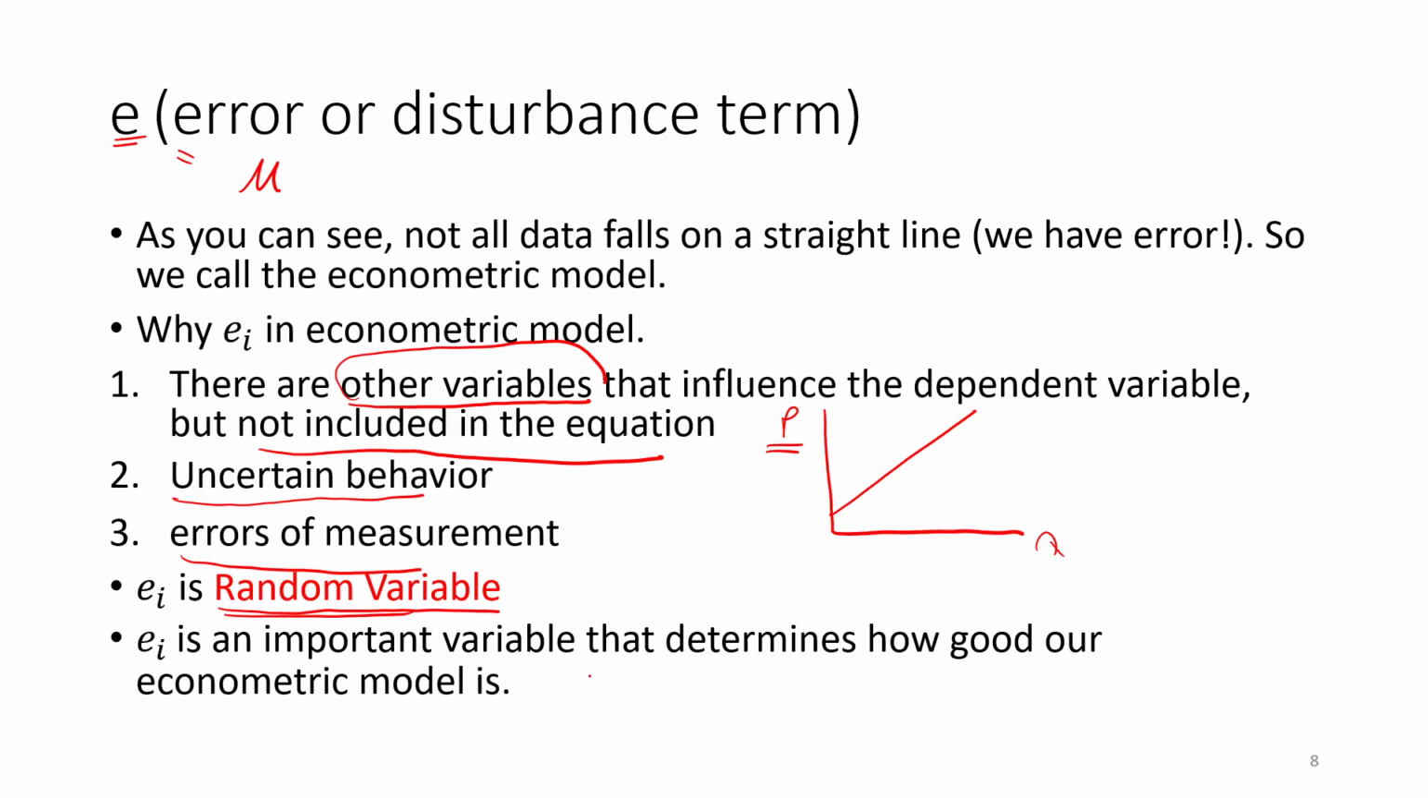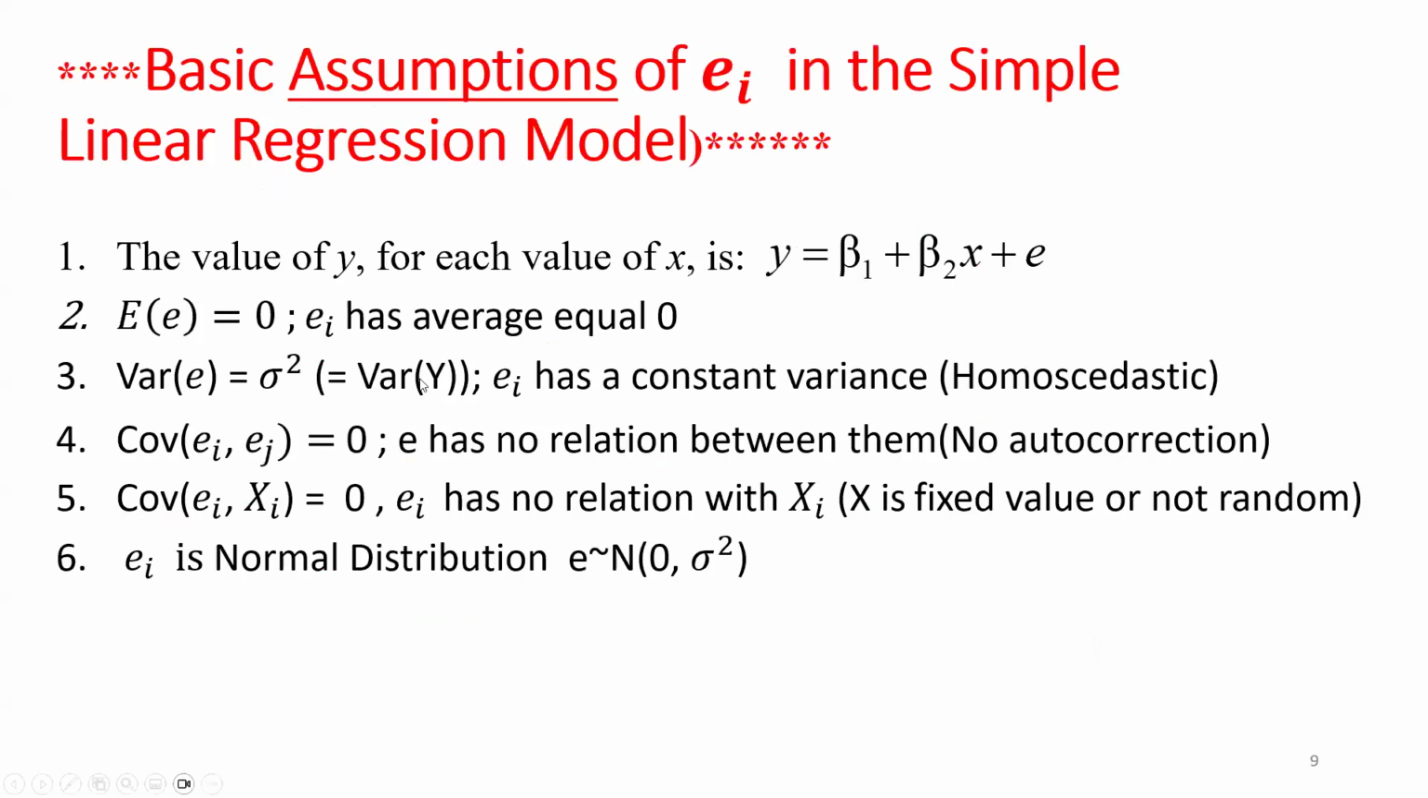Error is an important variable that determines how good our econometric model is. That's why there are assumptions on error here. So these are the basic assumptions of error in the simple regression model. Simple means only one x. And this is very important.